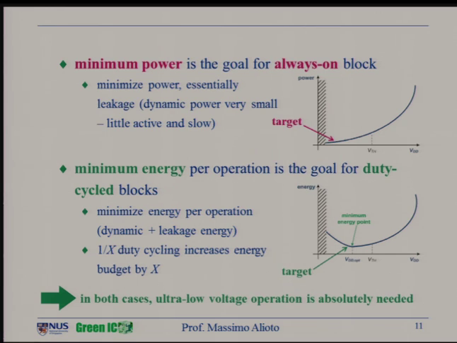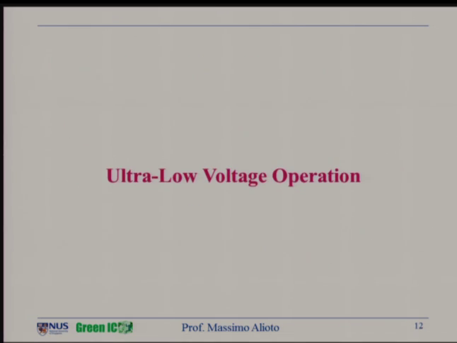What about duty cycle blocks? Well, we want to operate near the minimum energy point, right? And we will justify the existence of this minimum energy point in a couple of slides. This minimum energy point usually is set to pretty low voltages. So once again, even for duty cycle blocks, we need ultra-low voltage operation. So ultra-low voltage operation is absolutely key for any block in any IoT system. So, ultra-low voltage operation, well, let's talk about it.